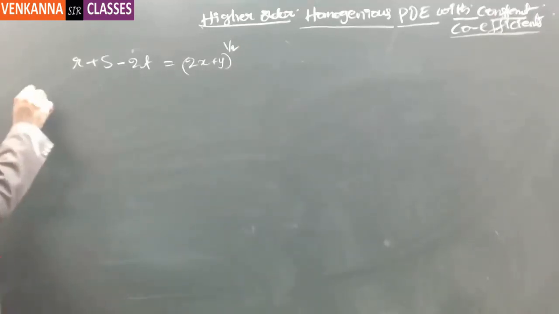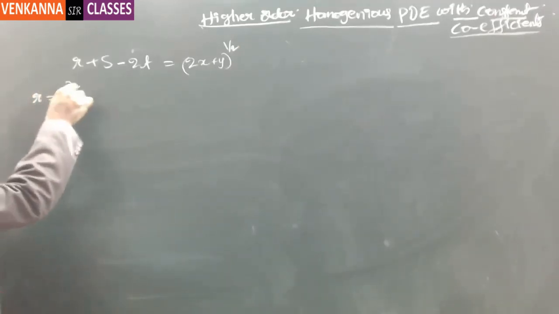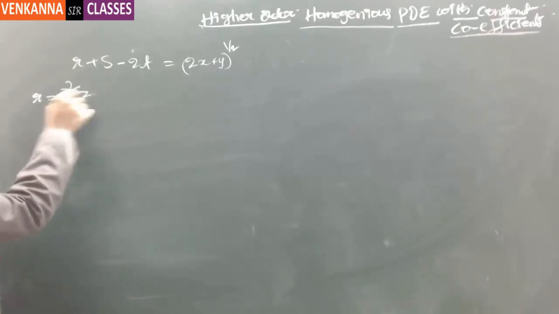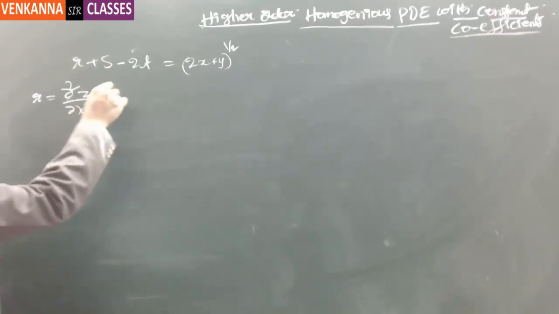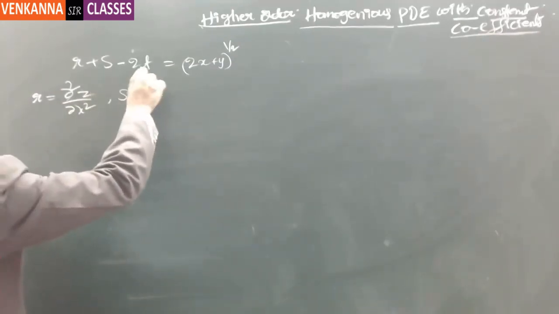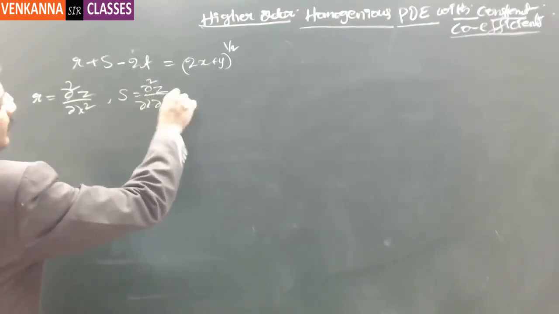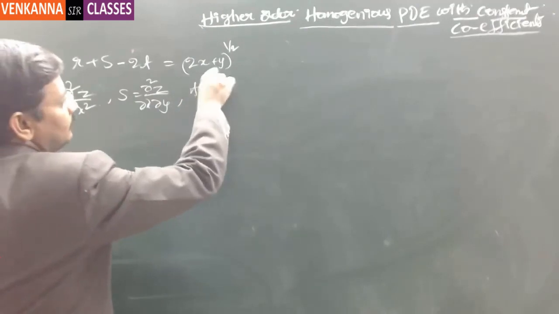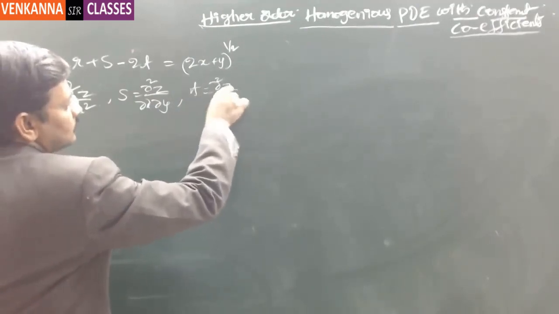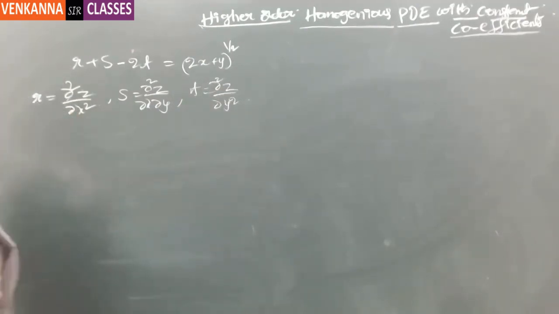So the standard convention, you should be aware, r is del squared z by del x squared, and s is del squared z by del x del y, and t is del squared z by del y squared. So this is the standard convention. So keeping this convention, can you solve this differential equation?